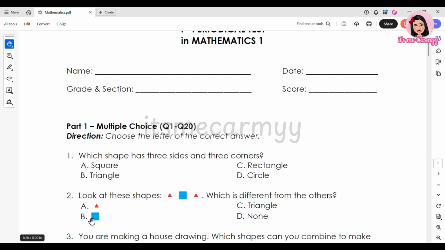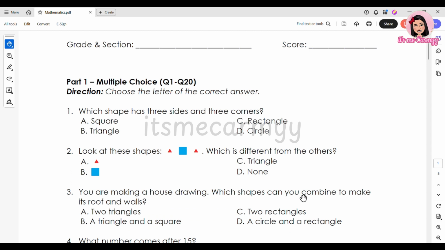3. You are making a house drawing. Which shapes can you combine to make its roof and walls? A. 2 triangles. B. A triangle and a square. C. 2 rectangles. D. A circle and a rectangle. 5, 4, 3, 2, 1. The correct answer is letter B. A triangle and a square.